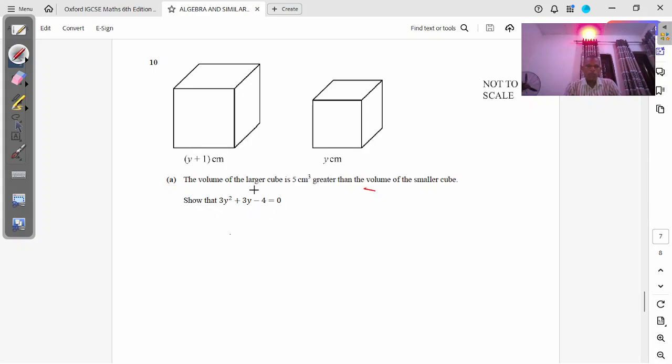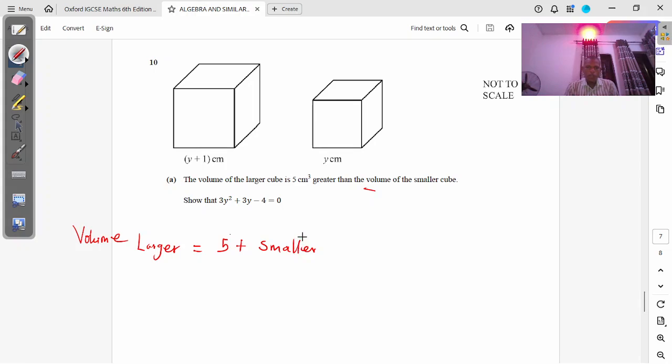Okay, now this means that the volume of the larger cube, so for the larger cube, if I add 5 to the volume of the smaller cube, I'm going to get the volume of the larger cube. Yes, so this means the larger cube is equal to 5 plus the smaller cube.